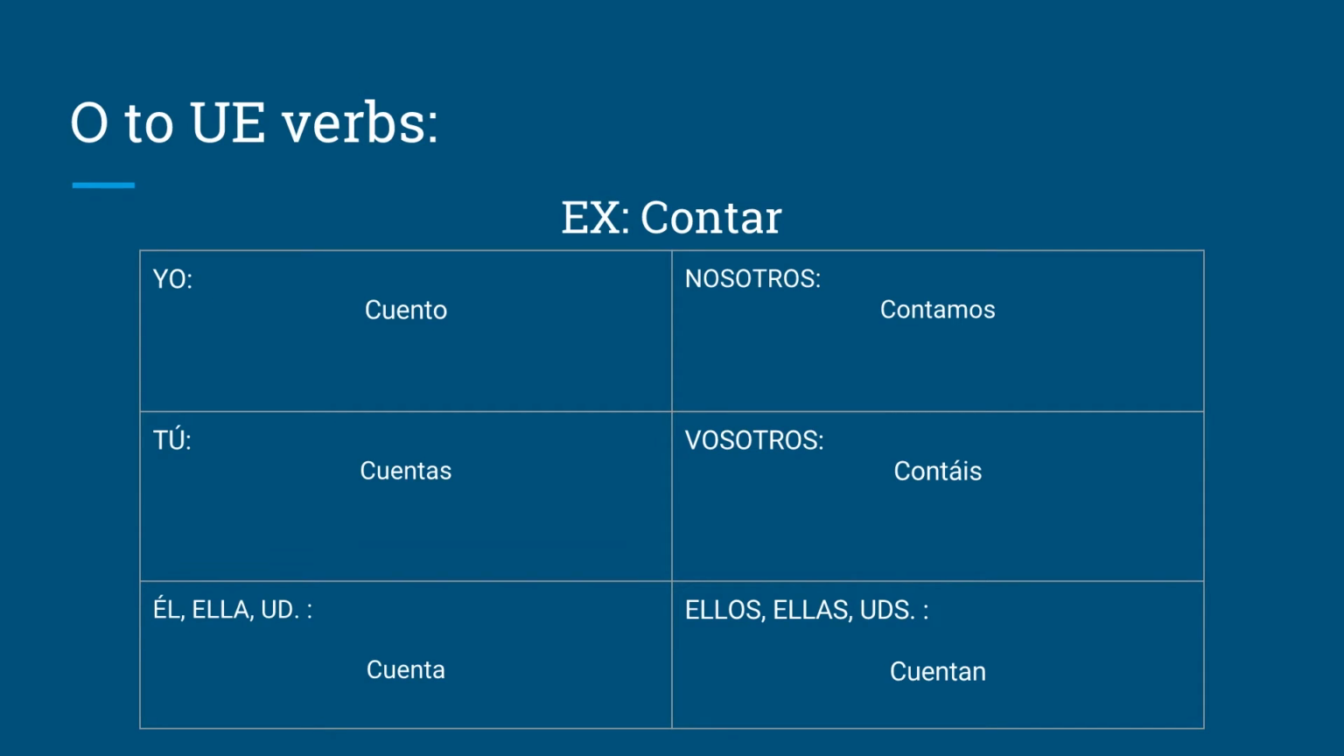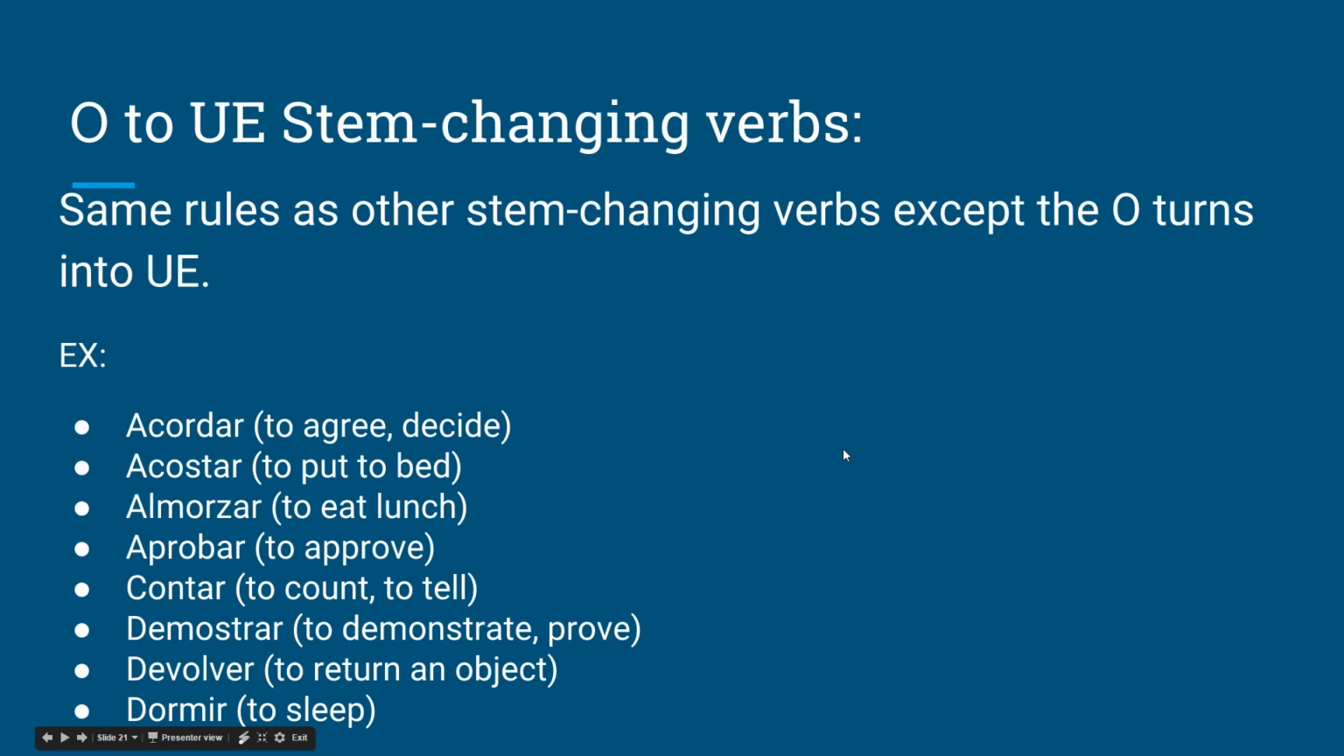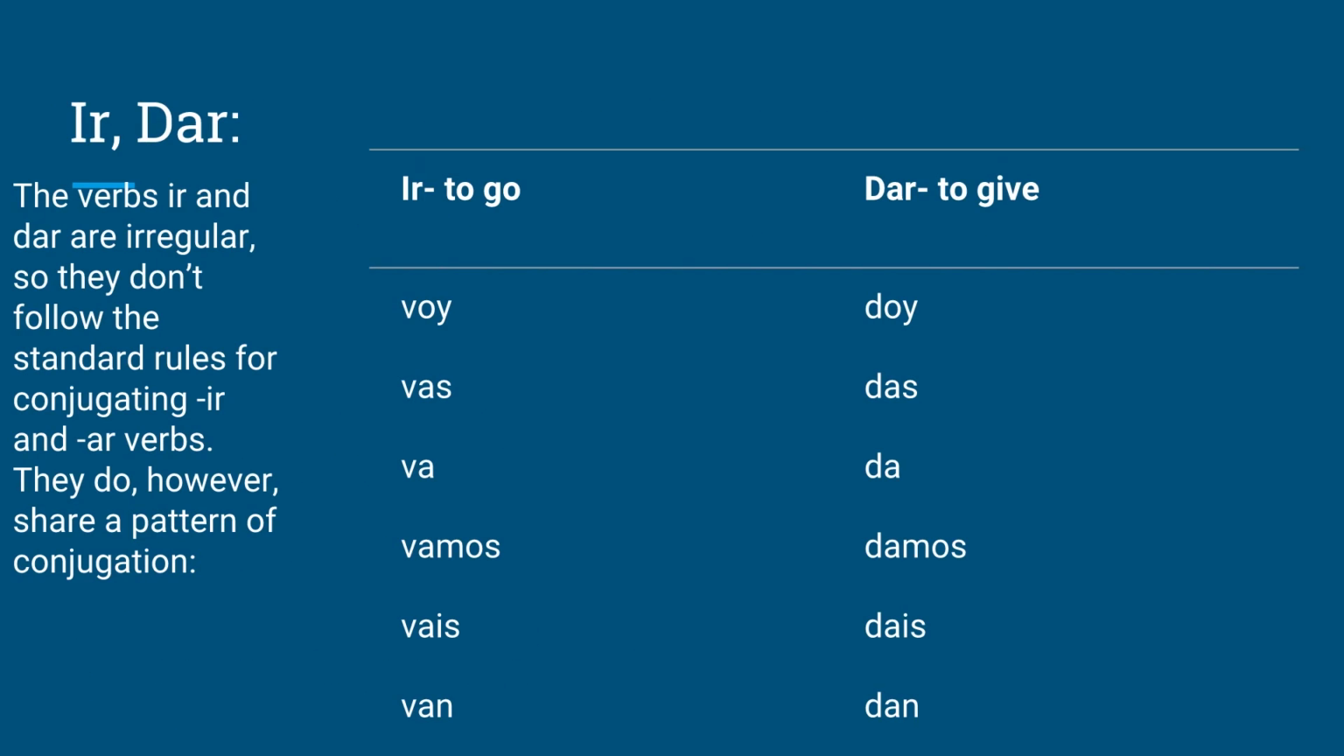And here we have O to UE verbs. Here's an example with the verb contar. You would have cuento, cuentas, cuenta. But again, nosotros and vosotros don't have that stem change. So contamos and contáis. Awesome. And here are some more examples of verbs that have that stem change.